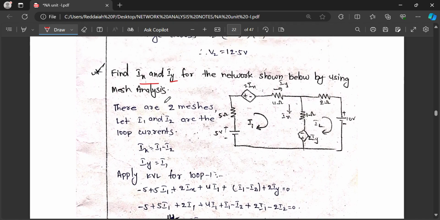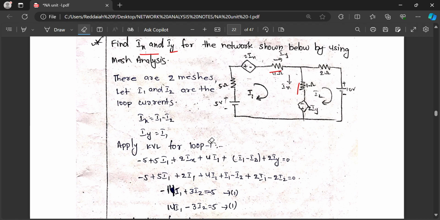Similarly, another one: find Ix and Iy for the network shown below by using mesh analysis. Ix is through the 1 ohm resistance, Iy is through the 4 ohm resistance. There are two meshes, this is one loop and this is one loop. Let I1 and I2 be the mesh currents. There is a current dependent voltage source. Two dependent sources are there, and independent sources as well.